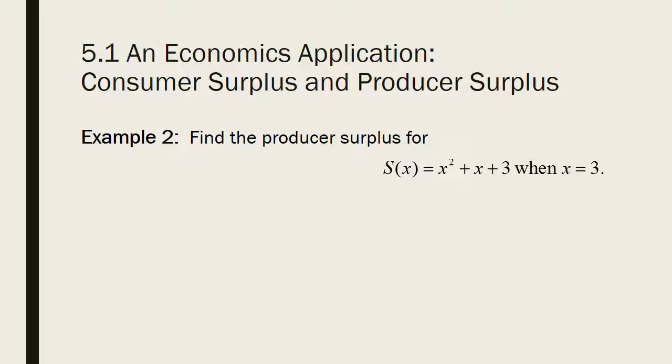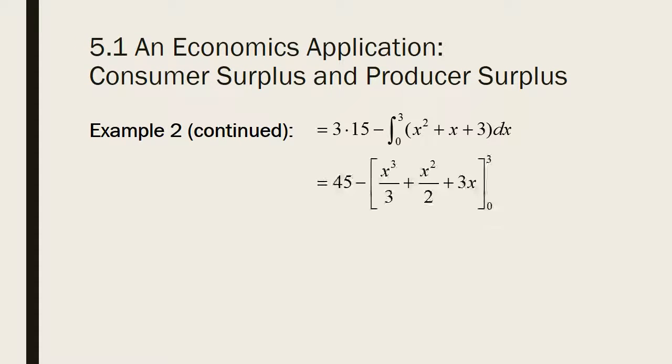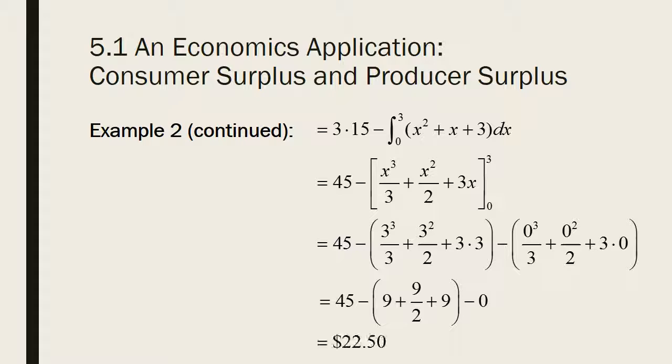All right, let's try this. Find the producer surplus for S of X equals X squared plus X plus 3 when X is 3. Pause the recording, give it a try, and resume to check your answer. So we're going to put 3 in, and we get that when X is 3, the price is $15. So putting everything into our formula, we have 3 times 15 minus the integral from 0 to 3 of X squared plus X plus 3. And take the integral, double check your work, put in the numbers, and you should get $22.50. So they're getting $22.50 above what they would be willing to take. Like I said, it's kind of like their profit.